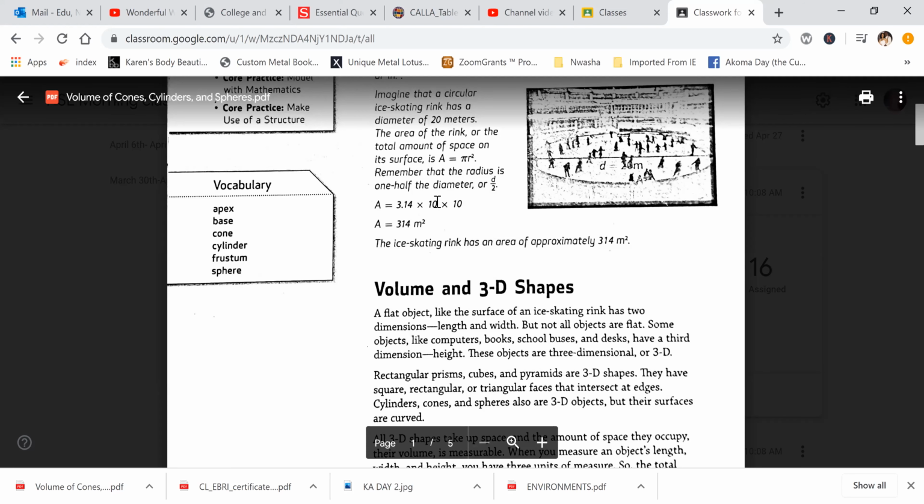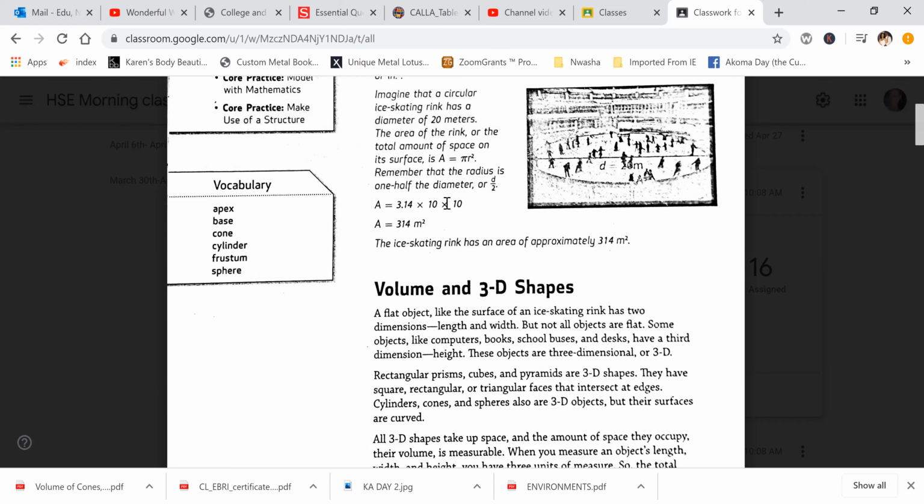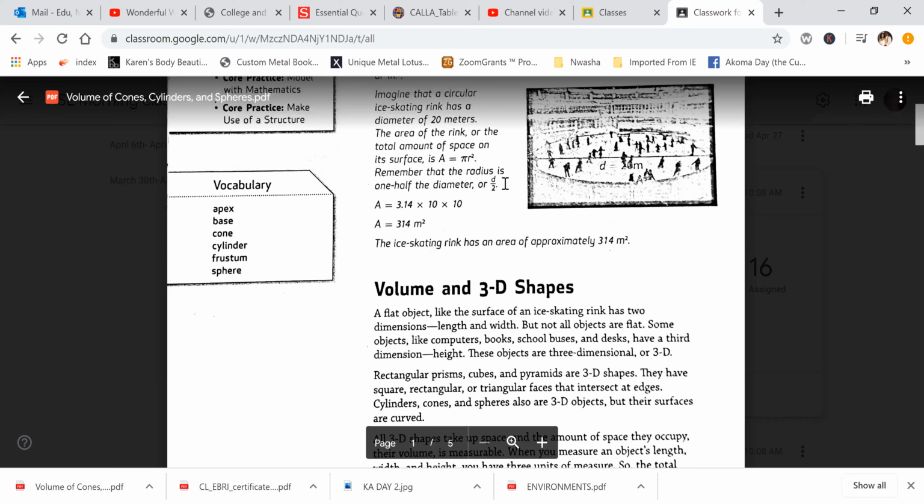So this is where they're doing 10 times 10, because they're saying radius squared, which is 100, which means you're just moving the decimal point from 3.14 to 314. You move the decimal point for every zero in your number. Here we have 100, there are 2 zeros, so you move it from in between the 3 and the 1 to the end of the 4, making the number 314. So they're saying the ice skating rink has an area of approximately 314 square meters, because again, 3.14 is just an approximation. So that was the reminder about pi and area.